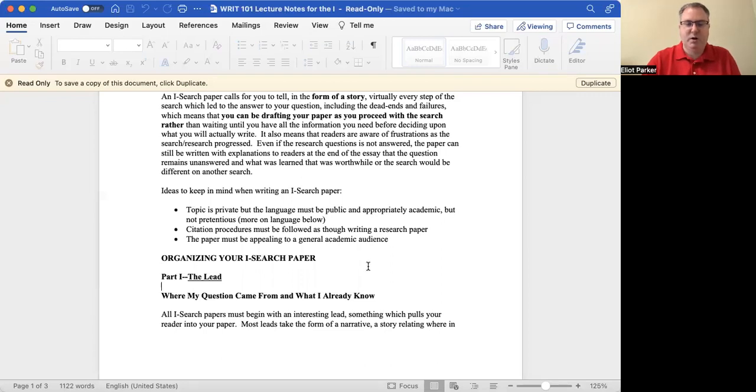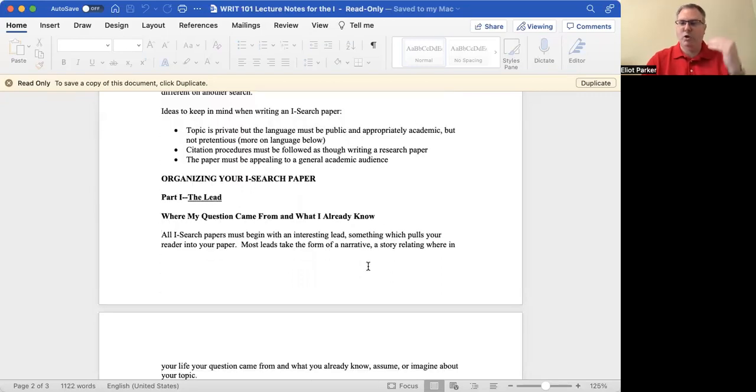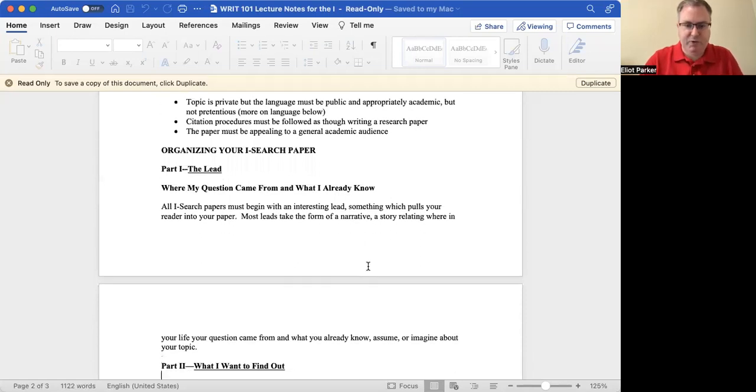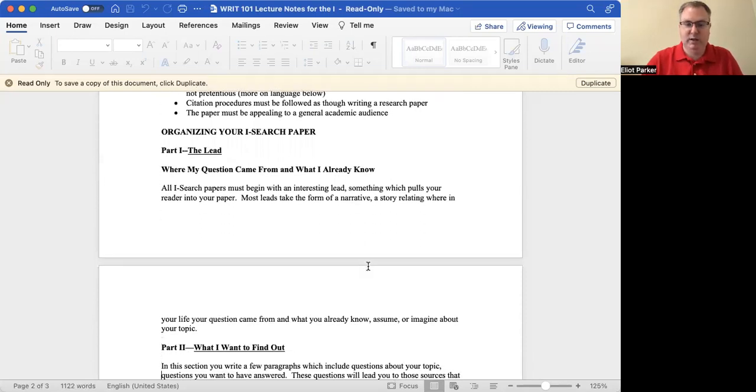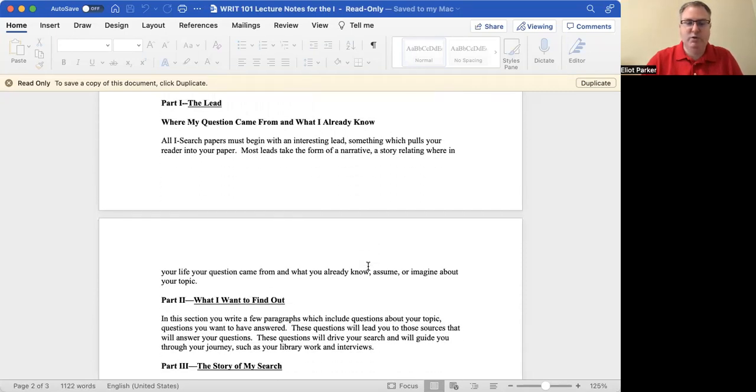So there's going to be several parts to organizing your paper. Now, while we've all chosen the same topic, everybody's format for how this essay is going to be structured will look the same. So everybody's going to follow this template in putting your essay together. The first section is part 1, the lead. And this is where you talk a little bit about what got you interested in this topic.